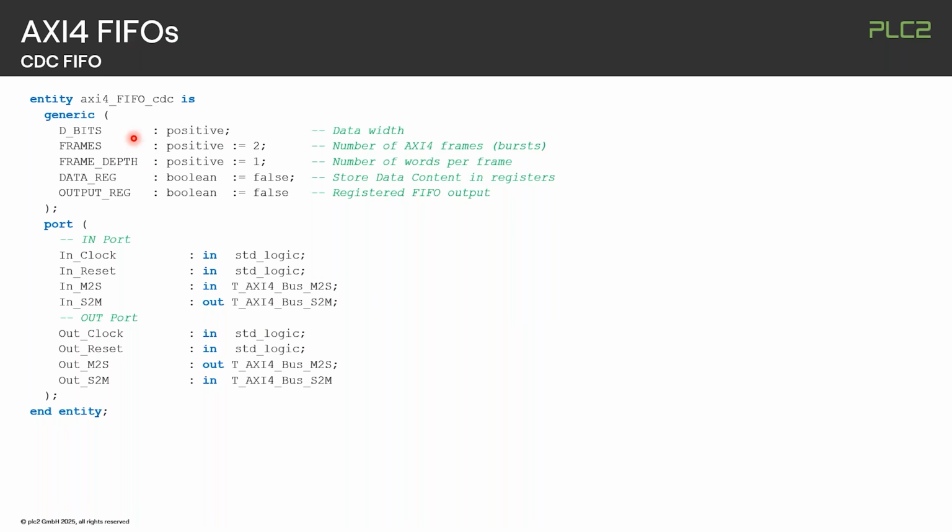There's a copy paste error. Sorry, the data bits is wrong in here, my mistake. Of course, we don't specify the number of data bits because it's coming from the bus itself. We just specify the number of frames and the depth of each frame.